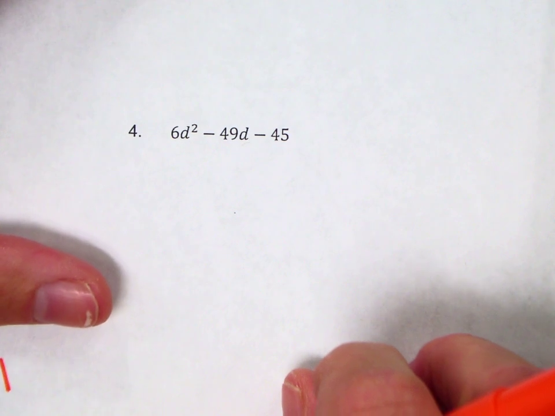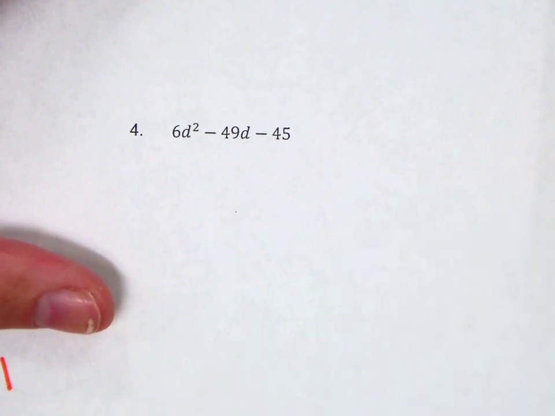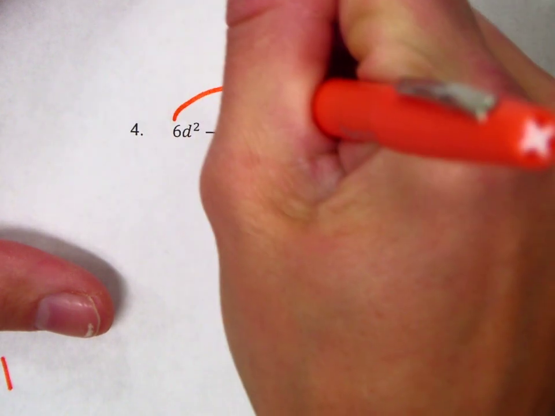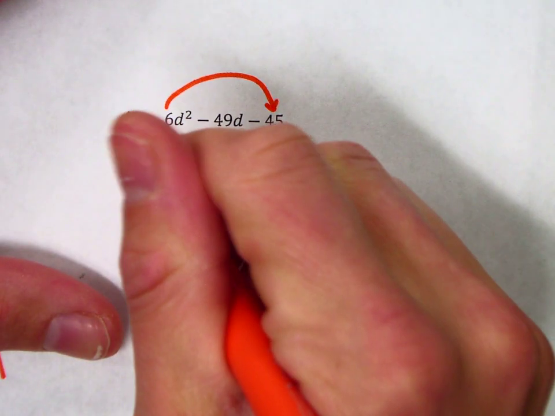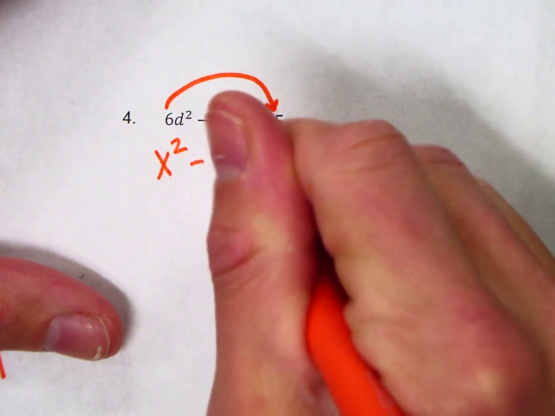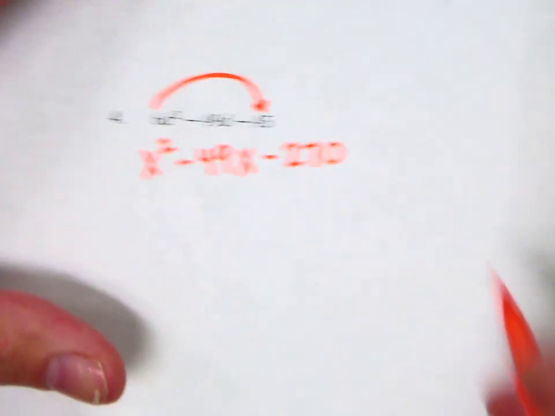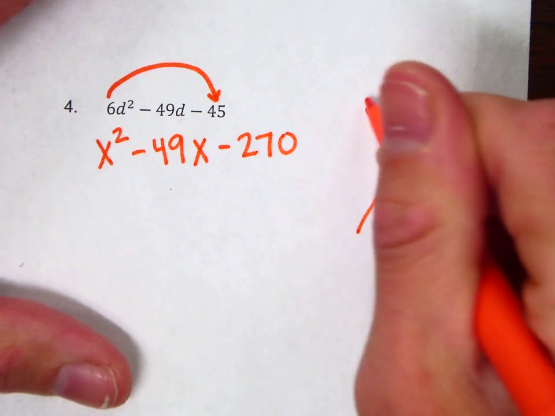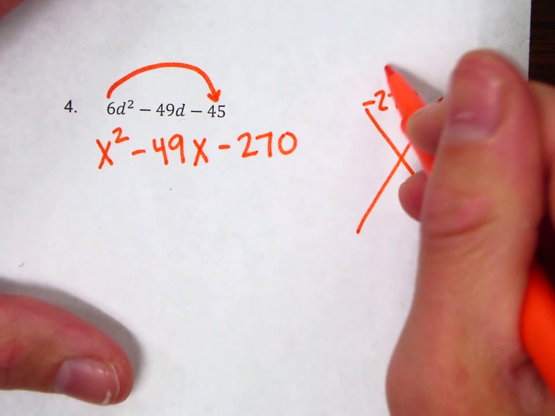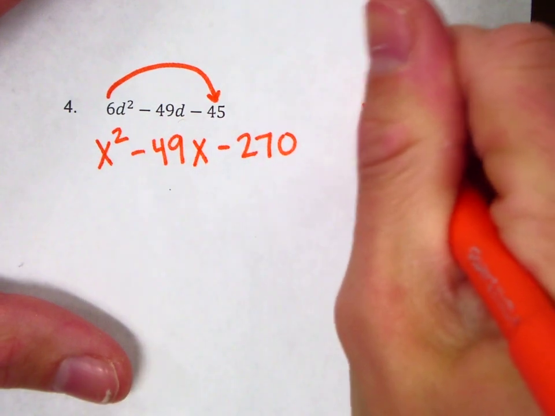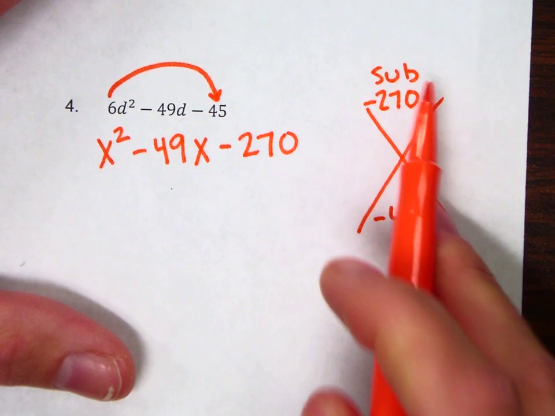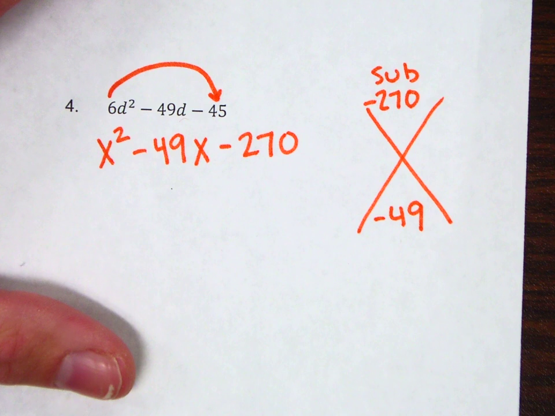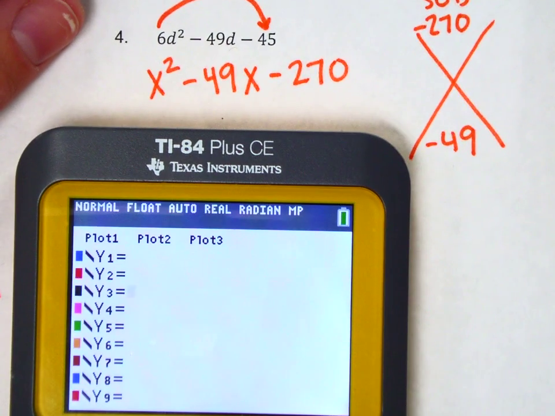So let's do a slide and divide problem. All right, so we're going to slide the 6 to the end, and we're going to multiply 6 and 45. And so that's going to give me negative 270. So I'm going to do my X method like normal. Because it's negative, you're thinking subtract again. So I'm going to come up with the factors that are going to subtract to give me 49.